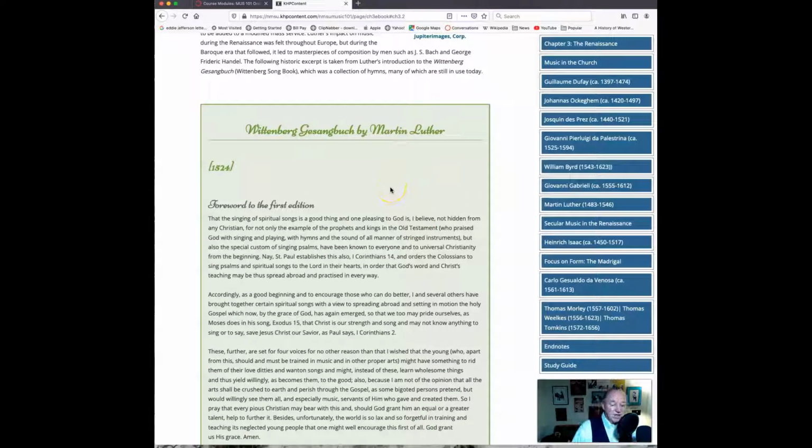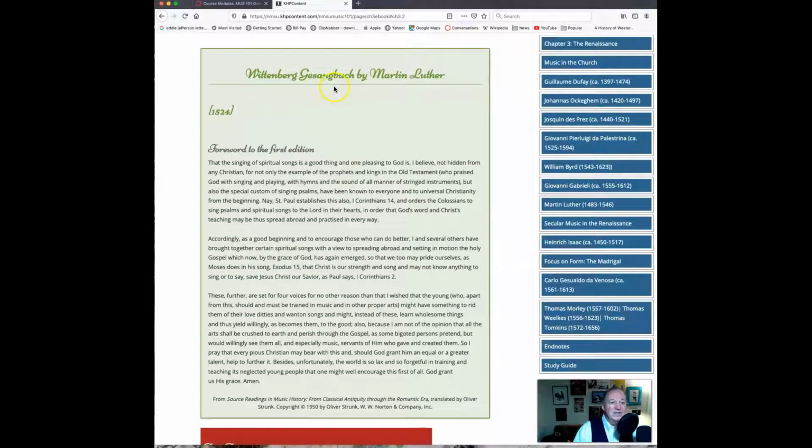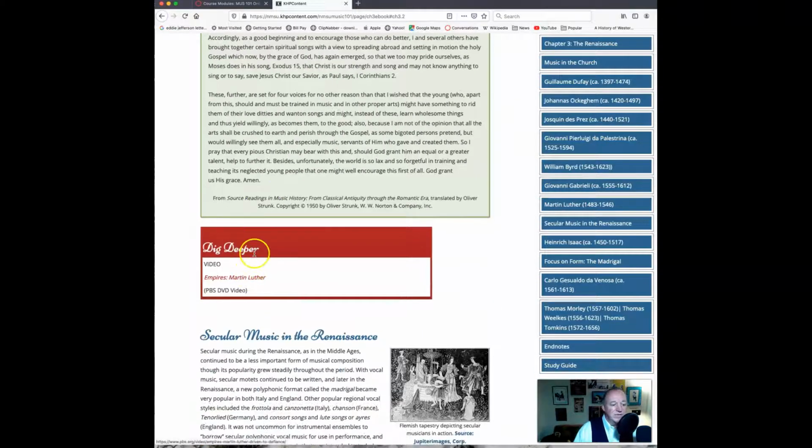Bach's going to come along in the next chapter. He takes a lot of Martin Luther's hymns and he reharmonizes them into modern harmony, what we still use today, tonic, dominant, axis harmony, stuff you studied back in chapter 1. And we still sing those hymns. We still use them in a lot of different Protestant churches, which is kind of cool. This is the introduction to Martin Luther's first hymn book, which is kind of interesting. There's a great link to a film here.